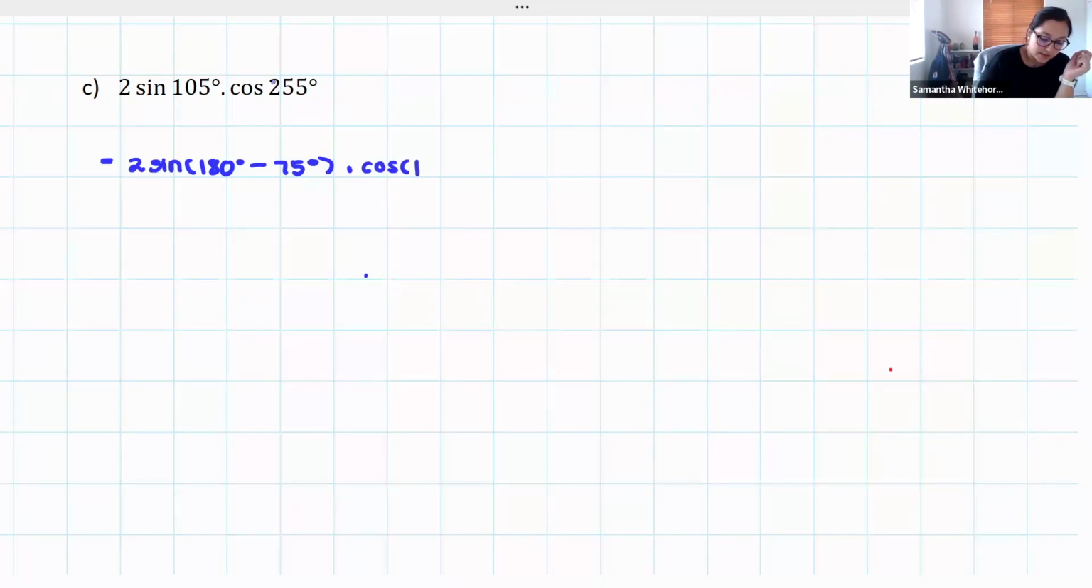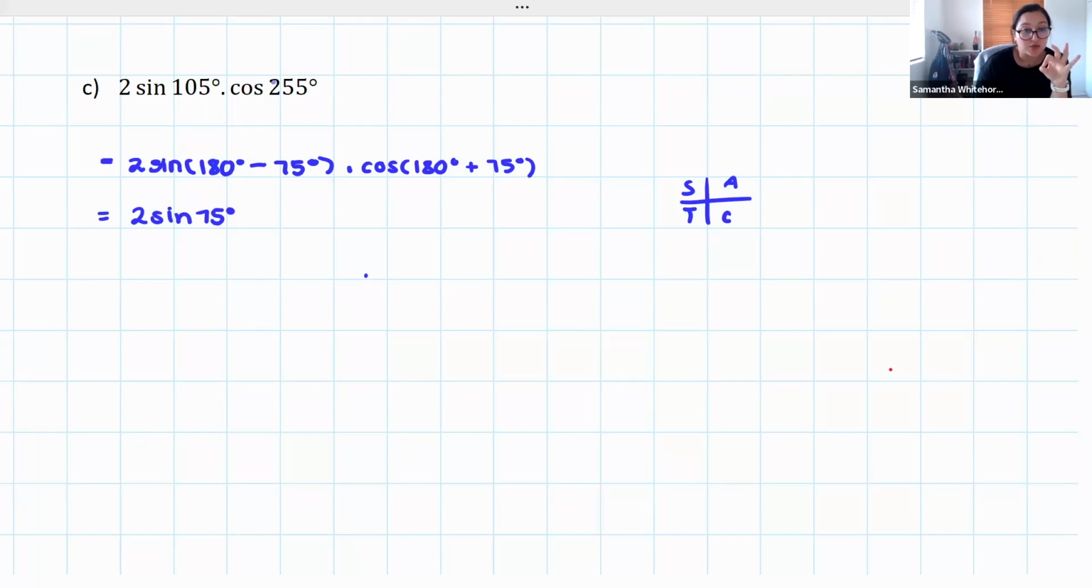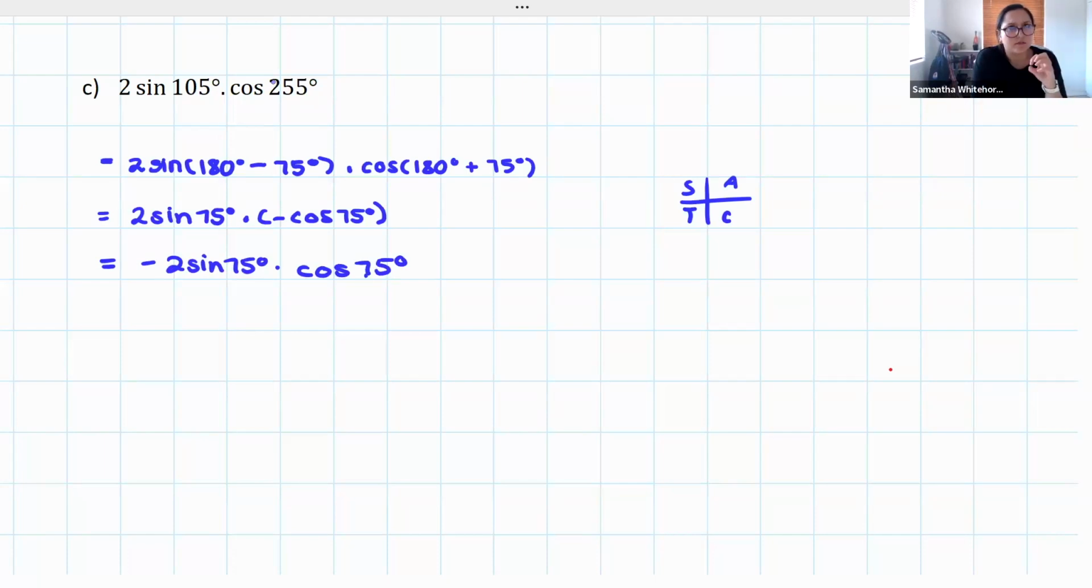And what you're going to see here is by applying the cos of 180 plus 75, you're creating a situation where those angles are now the same. Cos diagram, 180 minus is quadrant 2, sine is positive, so this just reduces to 2 sine 75 degrees. Cos, 180 plus, cos is negative there, so this reduces to negative cos 75 degrees. So what we're actually working with is negative 2 sine 75 cos 75.